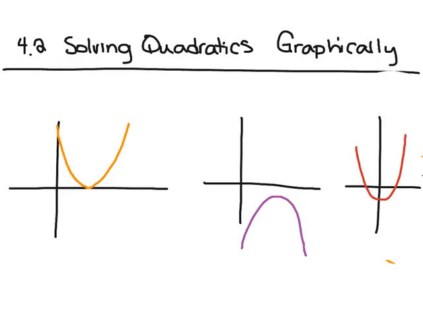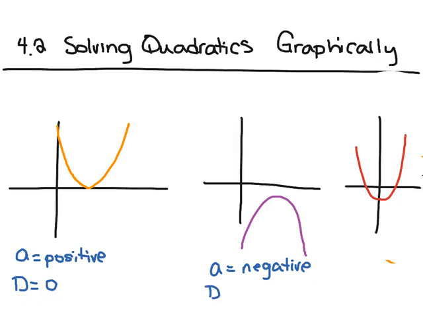For the following 3 graphs, we want to see what we can tell about this. Well, for the first graph, we know that our A is positive, and because it intersects at one spot, we know that our D equals 0. For the second graph, our A is negative, and it does not intersect at all, so D is less than 0. And for the last one, A is positive, and it intersects at 2 points, so we know D is greater than 0.